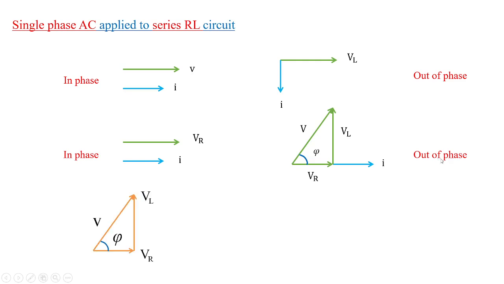Now, if I take a voltage triangle, this is how it looks, and the impedance triangle looks like this. The power factor, which is the cos of the phase angle, is the real component of the system divided by the total impedance of the system. So the power factor is given by R by Z.